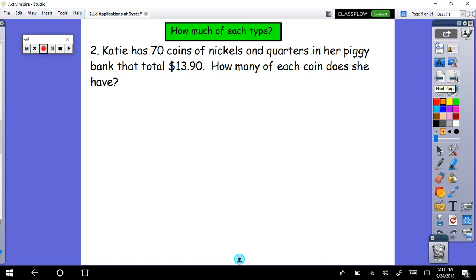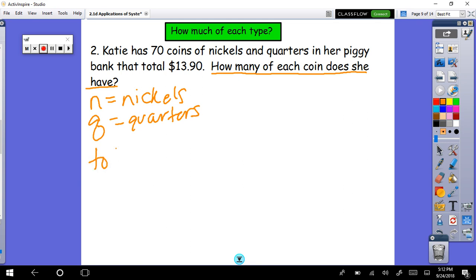Okay, this is another how much of each type. Very similar. Katie has 70 coins. She has nickels and quarters in her piggy bank, and their total money is $13.90. How much of each coin does she have? So again, I'm looking for how much of each type. This time I'm looking for how many nickels and how many quarters. So I'm just going to use N for nickels and Q for quarters.